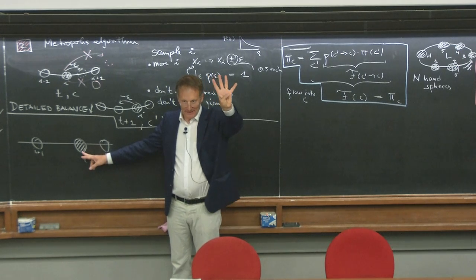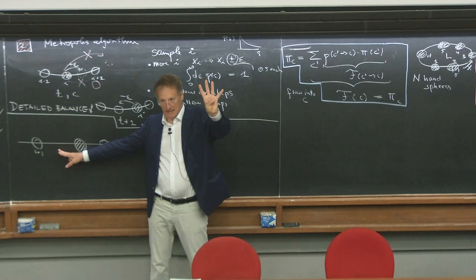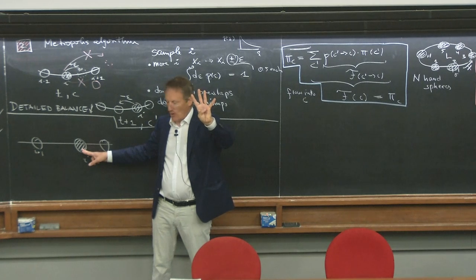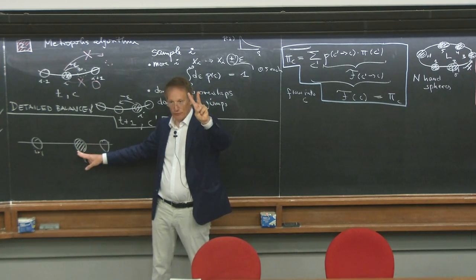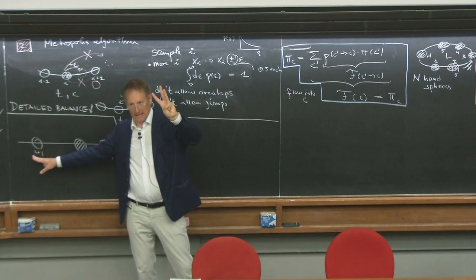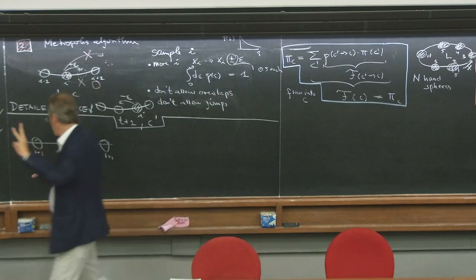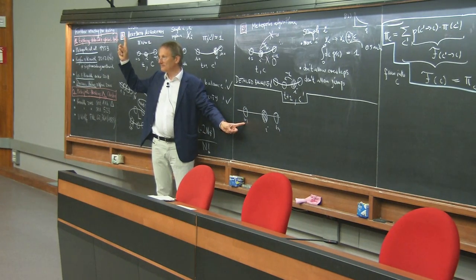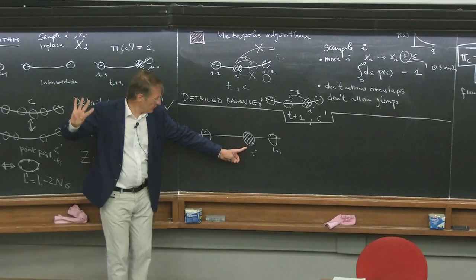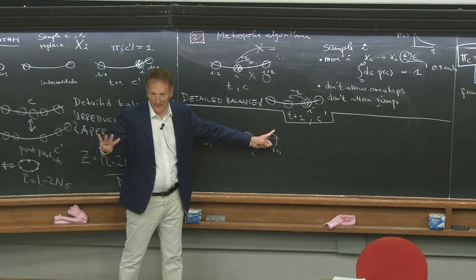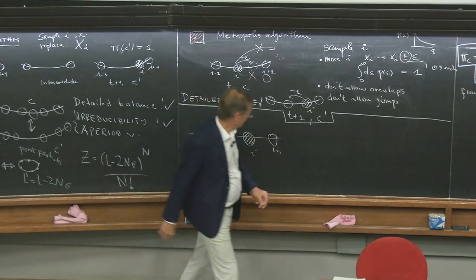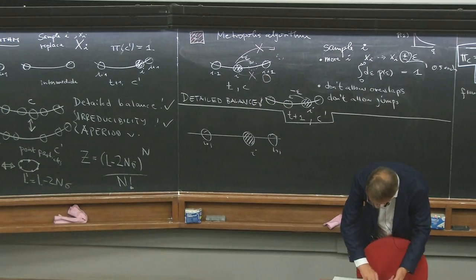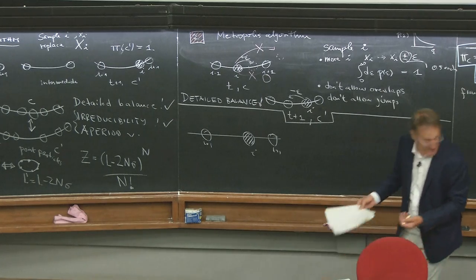So there are four possibilities. One possibility is I was here, and I moved here. Second possibility is I was here, and I moved back. Third possibility is I tried to move here, but this move was rejected. So if the move is rejected, I stay where I was. And fourth possibility, I tried to move too far, and this move was rejected. You are free to ask questions, because this is what I want to discuss in the next 2 minutes.